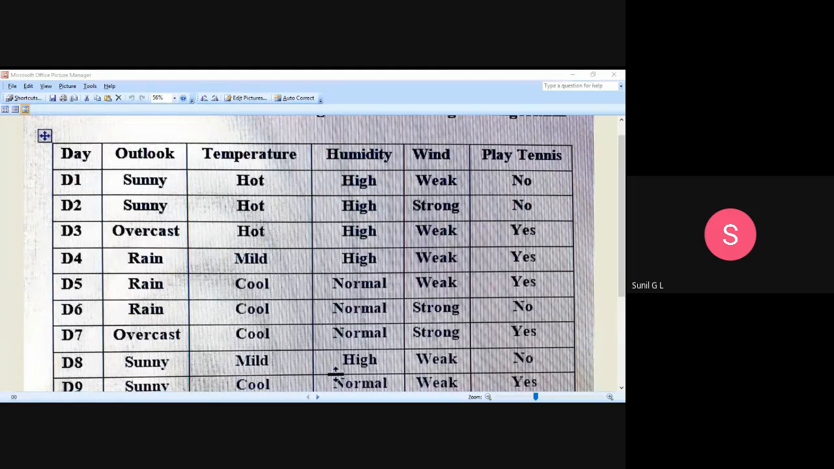Calculate entropy of gain of. Next, this is Outlook, we have calculated. Like that, you need to calculate the entropy of gain of temperature. To calculate gain of temperature, how many hot are there, how many mild are there, how many cool are there? First you need to calculate the entropy of hot, mild, and cool.